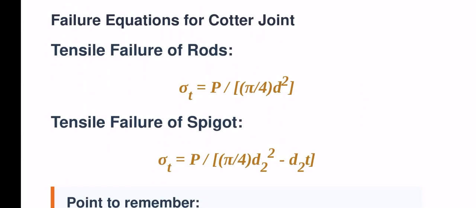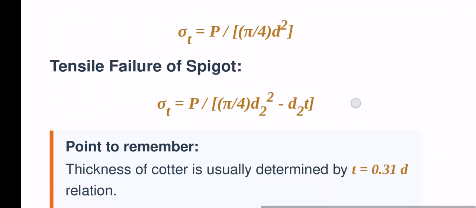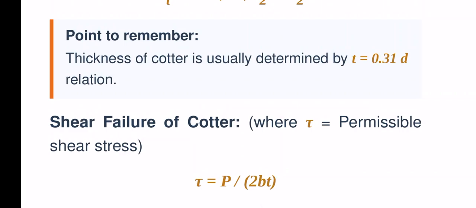Failure equations of cotter joint. Tensile failure of rods: sigma t is equal to P divided by pi by 4 d square. Tensile failure of spigot: sigma t is equal to P divided by pi by 4 d2 square minus d2 t. Thickness of cotter is usually determined by the relation t is equal to 0.31 d.